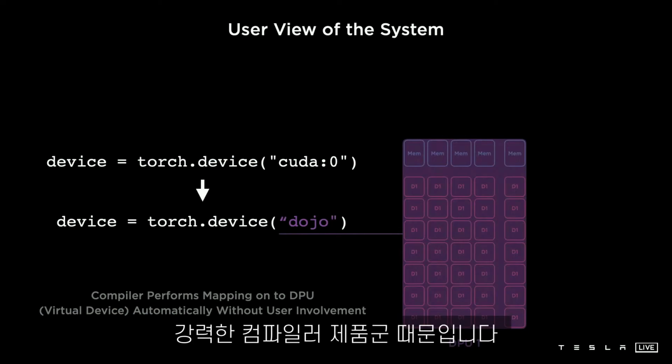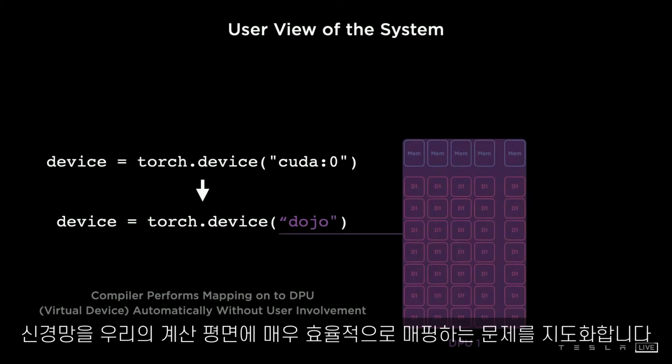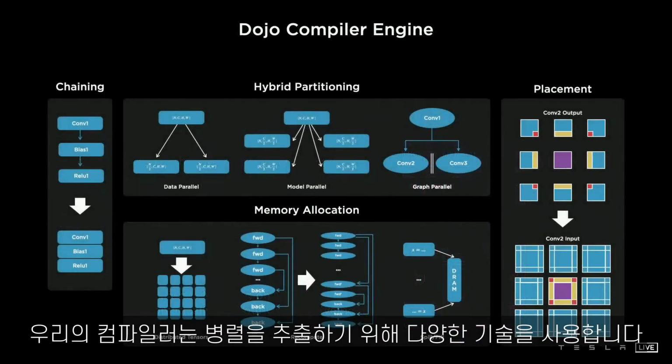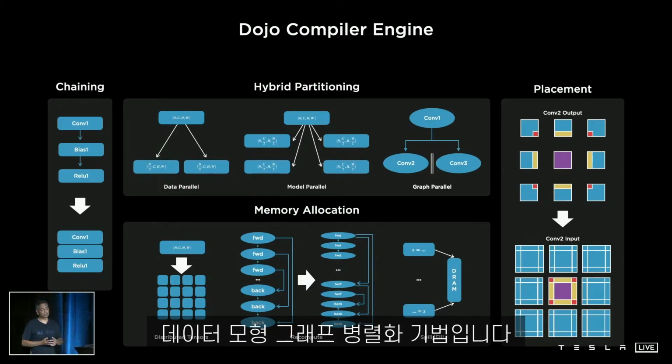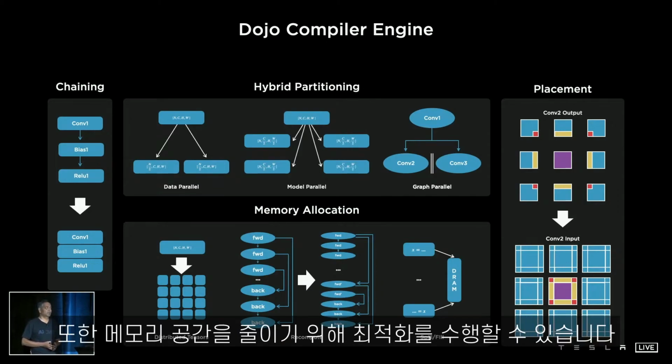And this is because of our strong compiler suite. It takes care of fine-grained parallelism and the problems of mapping the neural networks very efficiently onto our compute plane. Our compiler uses multiple techniques to extract parallelism. It can transform the networks to achieve not only fine-grained parallelism using data model graph parallelism techniques, it also can do optimizations to reduce memory footprints.